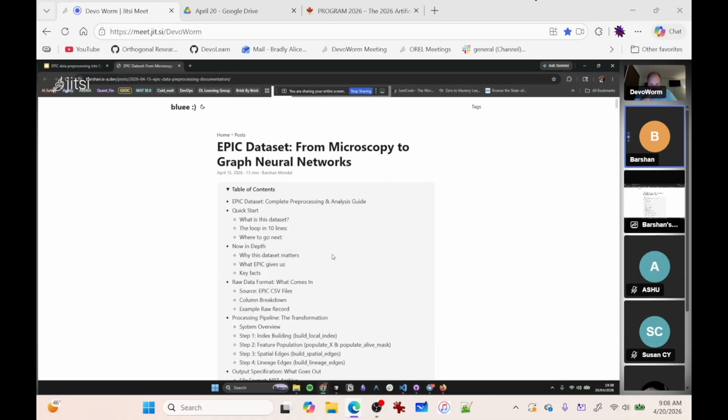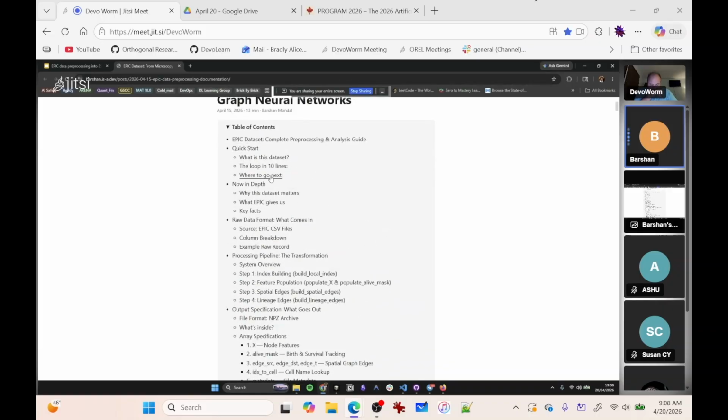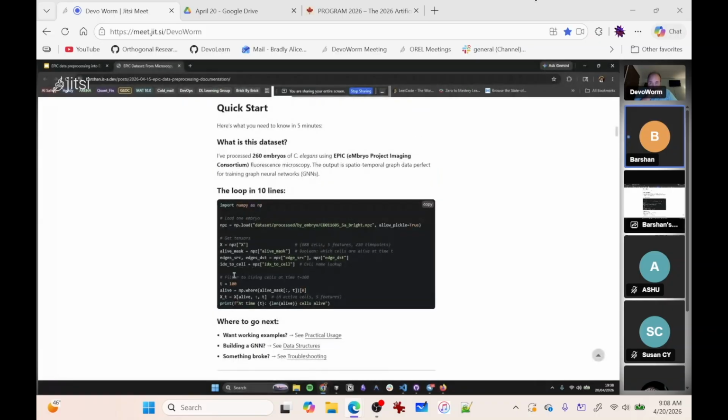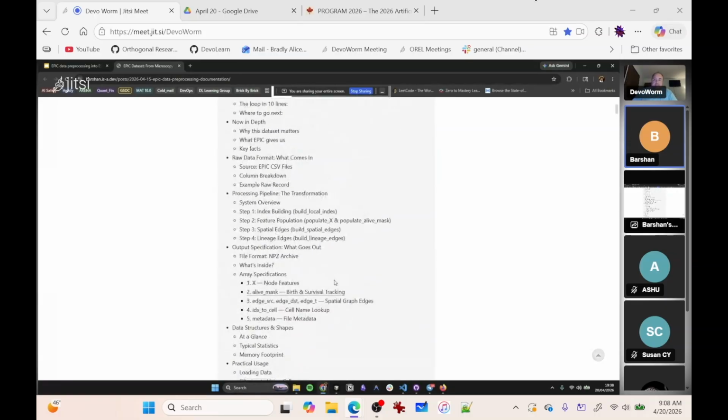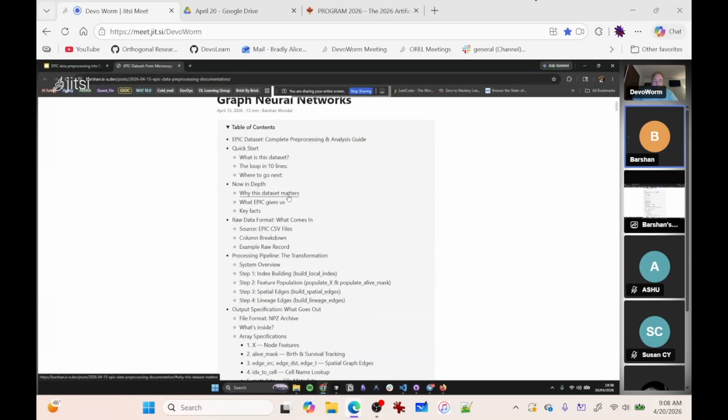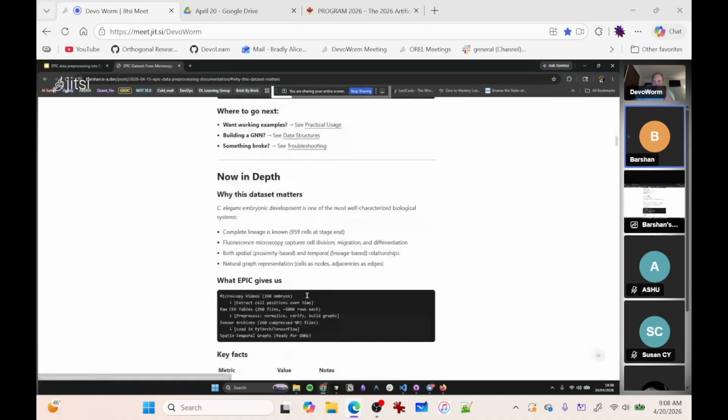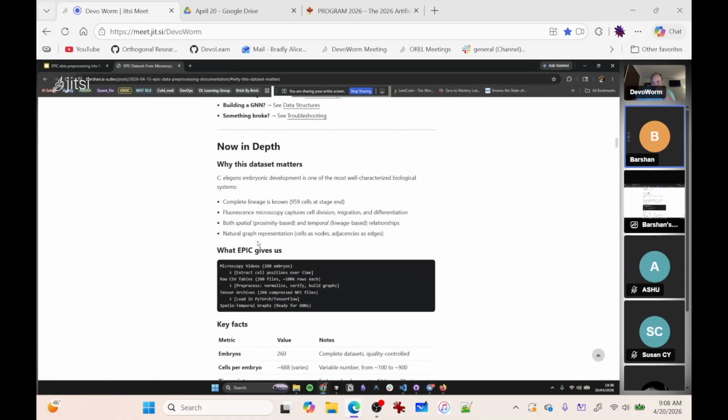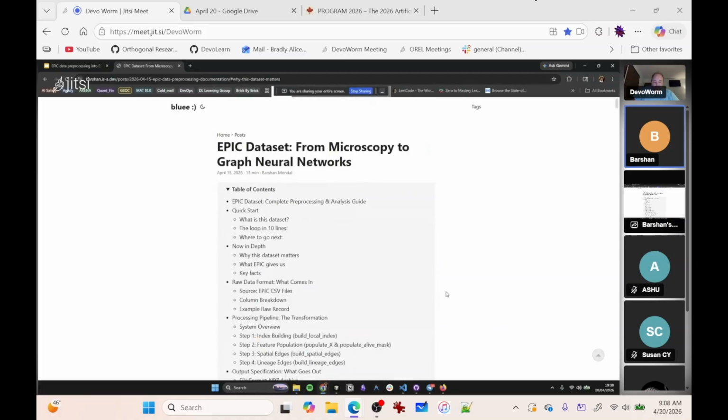I'll go through the table of contents. I covered what this dataset is and a loop in 10 lines, showing what the whole feature matrix does. Then there is a quick start, which is short info on the whole pipeline. The in-depth part covers why this dataset matters: we have the complete lineage, and it talks about the EPIC dataset and how C. elegans has a lot of single-cell data, so it's easier to get features from it and work on that.